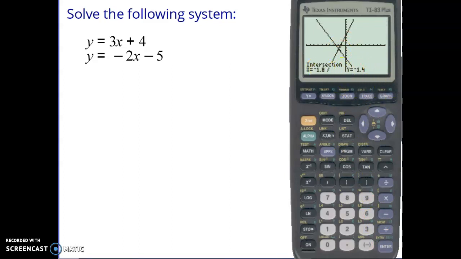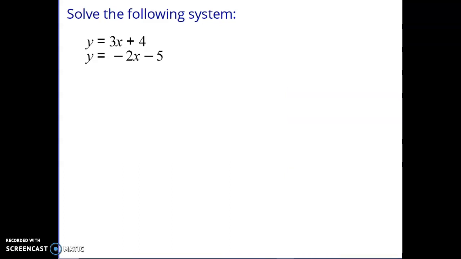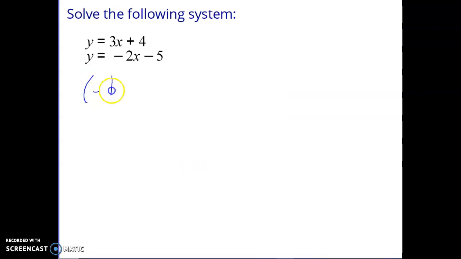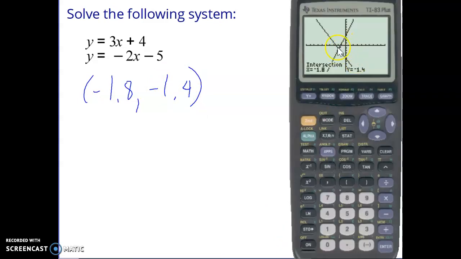So the answer to this one, because I'm going to write my answer like a point, the answer is the point negative 1.8. Sorry, it won't let me show the calculator and write at the same time. Negative 1.4. So the solution is the point of intersection, the point where they cross. And again, to get to that, you hit second calc and then go to intersection. So those of you guys who are with me in class, we will practice that in class.